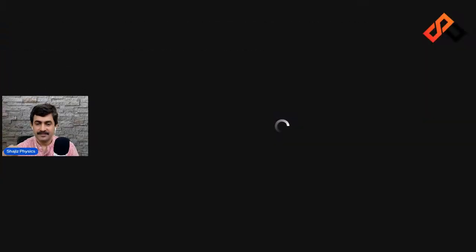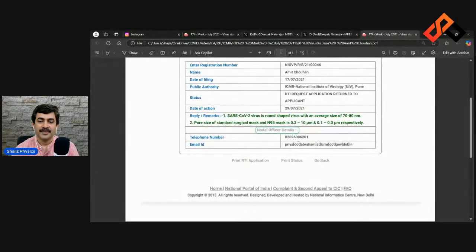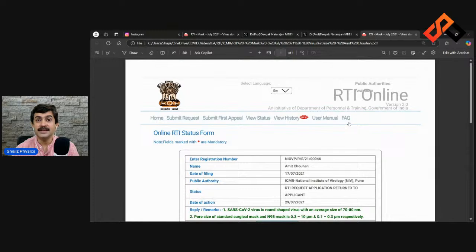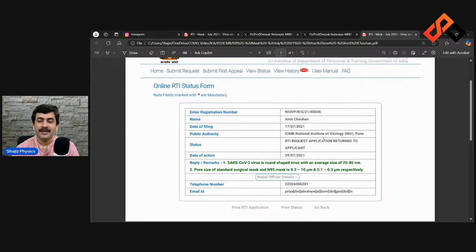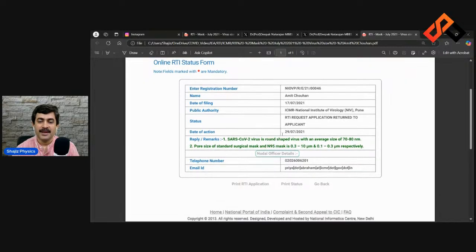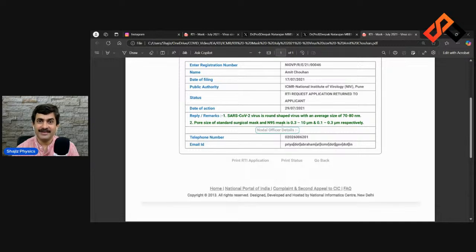Yes, here it is. See this. This is an RTI document issued by the National Institute of Virology under ICMR Pune. And you see the answers given by Pune National Institute of Virology for two questions.